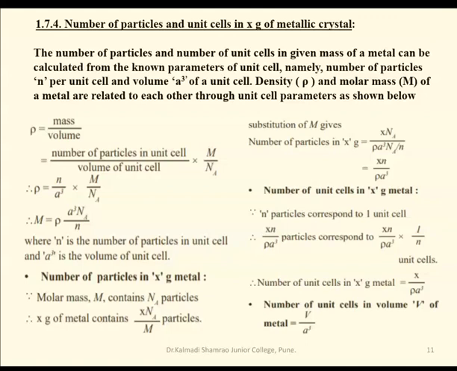Number of unit cells in x gram metal. Since n particles correspond to one unit cell, therefore x into n divided by rho into a cube particles will correspond to x into n divided by rho into a cube multiplied by 1 upon n unit cells. Therefore, number of unit cells in x gram of metal is equal to x divided by rho into a cube. Further, the number of unit cells in volume capital V of a metal is given as capital V divided by a cube, where a is the edge length of the cube.